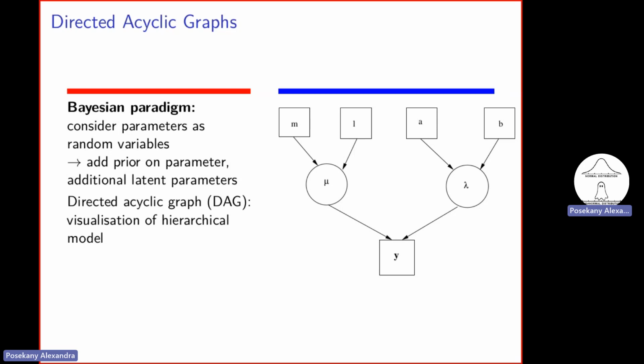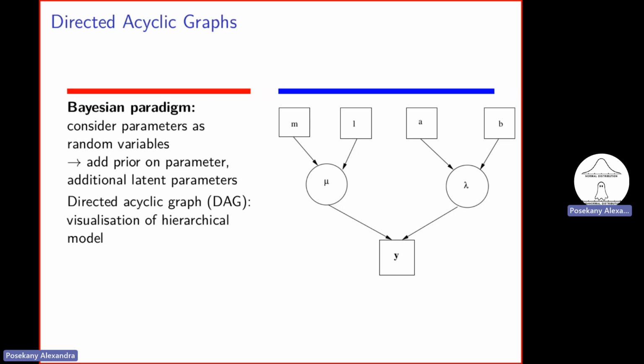So this is basically the scenario we have had yesterday. Y now is our data. You can see this is the only one which has a square around and not just a circle. So everything that has a square is something which is more or less fixed during the inference. This means Y is the data we observe, and once we have observed it, it's more or less fixed during the inference.